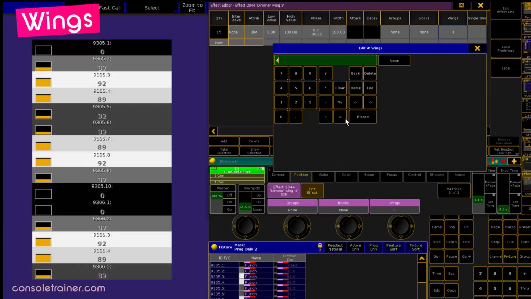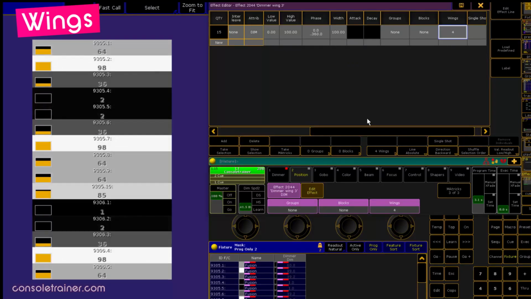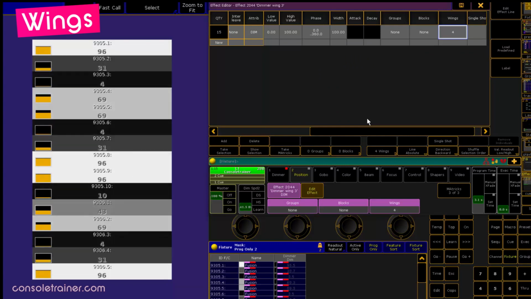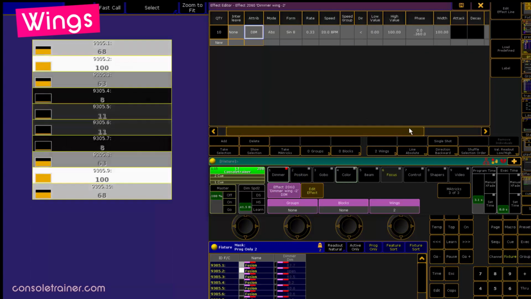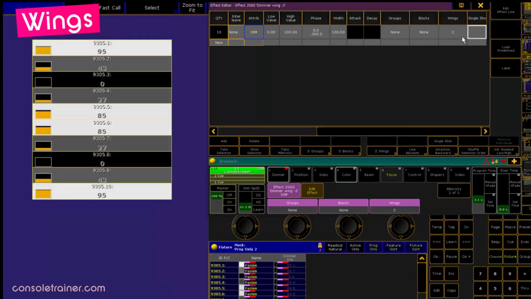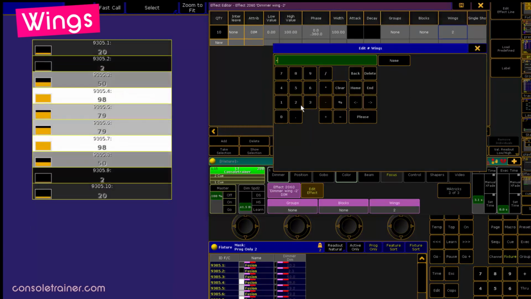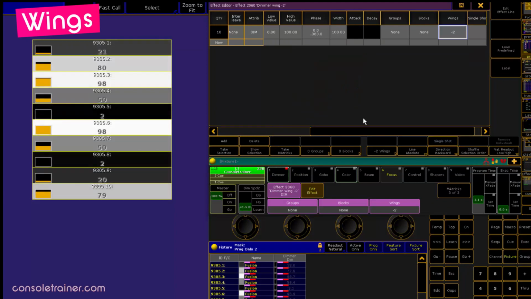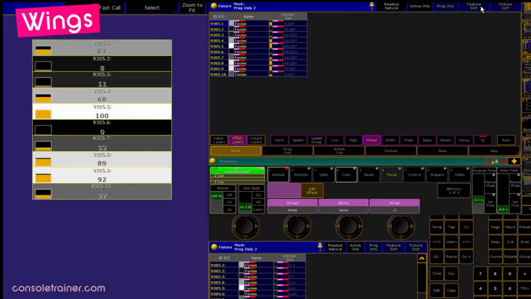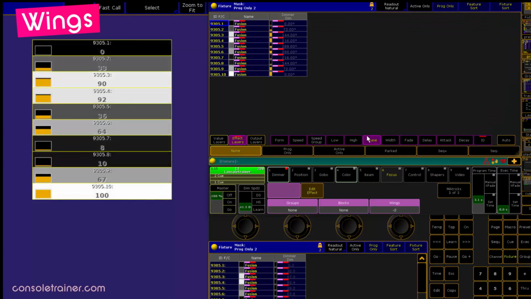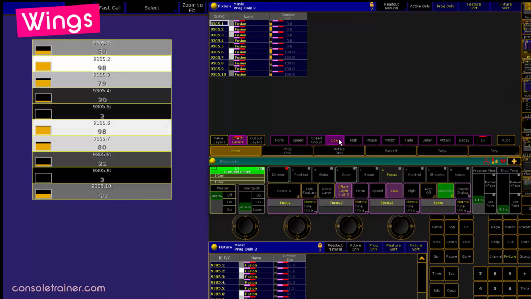A wing of 4 divides our selection into 4 groups and flips our waveform for the second and fourth group, so an even-numbered wing can appear symmetrical. There's also negative wings. We've already seen a wing of 2. If I change this to a negative wing of 2, it still splits our selection in 2 with the second group running the waveform in the opposite direction, but then also inverts the high and low values for that second group.